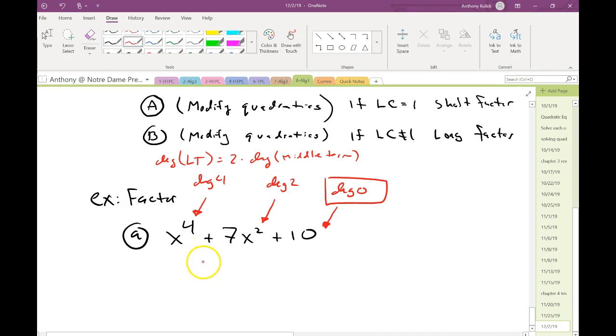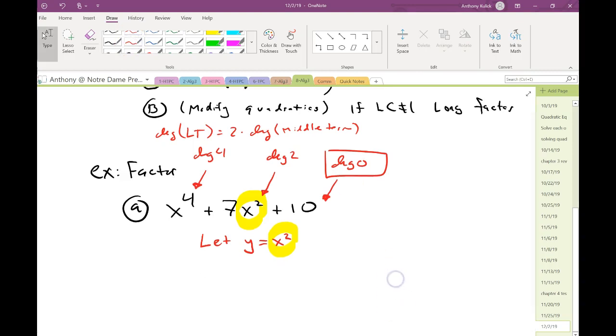So here's the trick that I'm going to do. I'm going to make a substitution. And I'm going to suppose that y is equal to x squared. Why am I picking y to equal x squared? Whatever the variable on that middle term is what I'm going to set y to. So if that middle term was 7x cubed, y would be x cubed. If the middle term was 7x to the fourth, y would be x to the fourth. Whatever that middle term's variable is, that's what I'm going to set y as. Everybody so far so good?